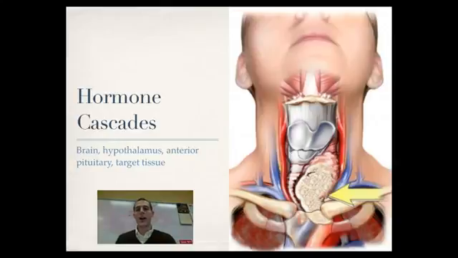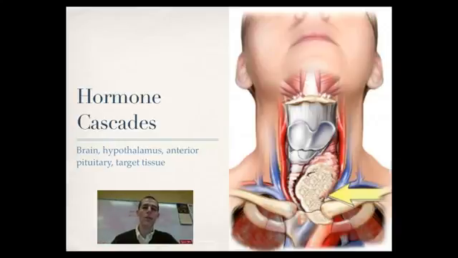Now, in this idea of control within the endocrine system, it's all based on hormone cascades, which, if you think back to when we were talking about signal transduction within a cell, is kind of like a very big version of that. But instead of one molecule working on the next, we've got chemicals passing messages from one organ to the next to the next. So a general hormone cascade looks something like this.